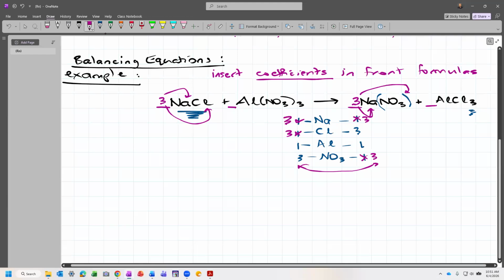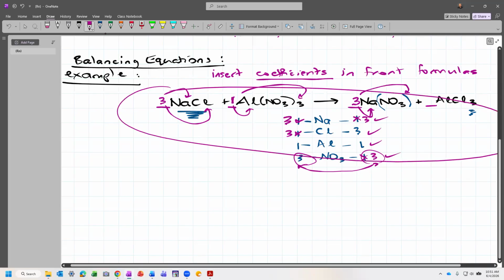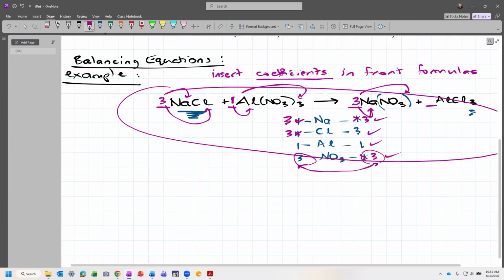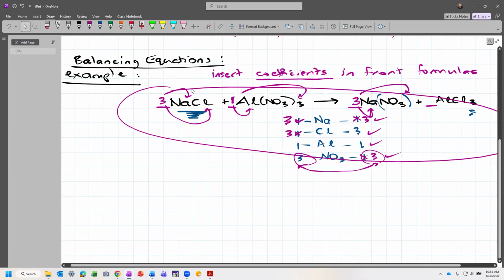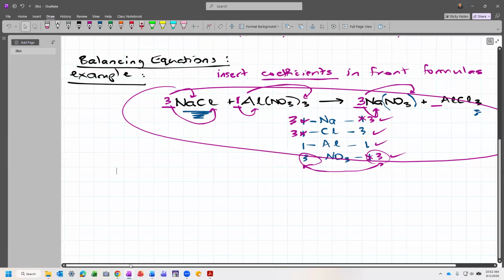I didn't mess with the aluminum, so the aluminum is still good. So I can put the 1 in front if that makes you feel better, but it's not necessary. So 1 aluminum and then 1 times 3, which is the 3 nitrates, which is already balanced. This is good, that's good, sodium's good, nitrate's good. So this is going to be your balanced equation for this particular reaction. Okay, so you need to be fairly proficient at doing this. And efficient as well, meaning you need to balance equations fairly quickly.